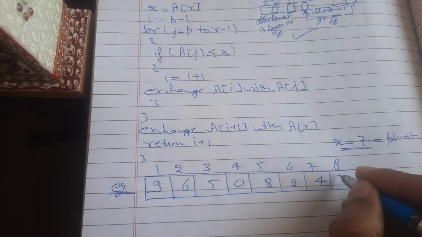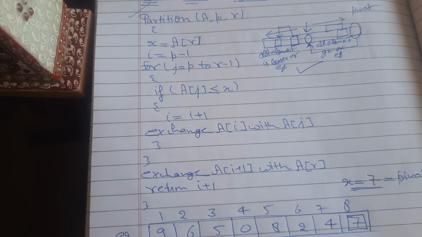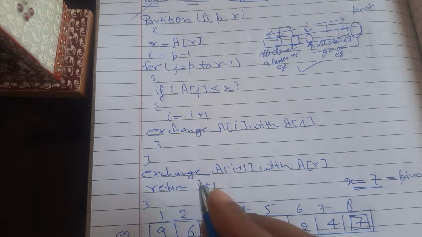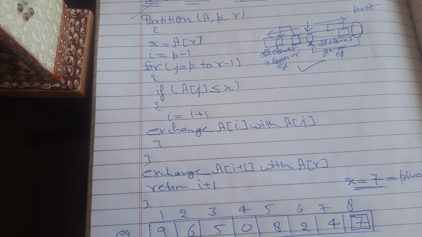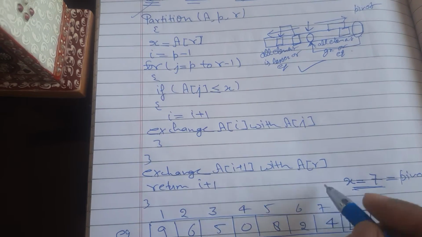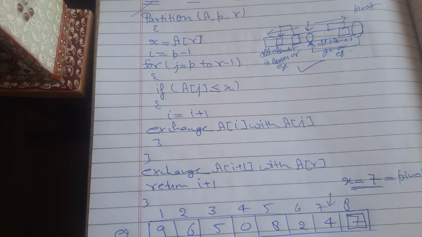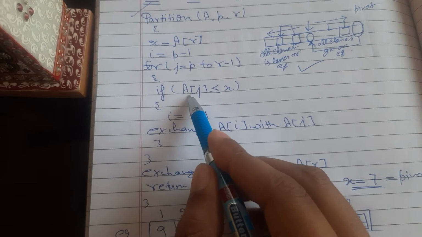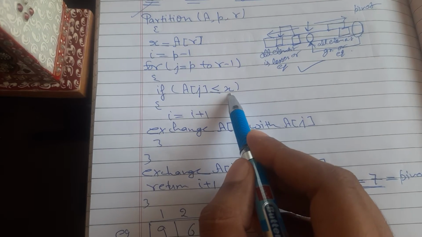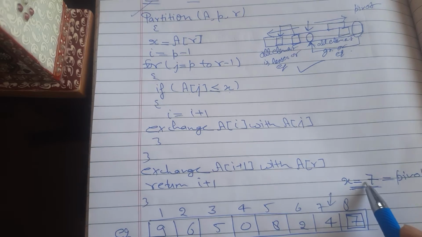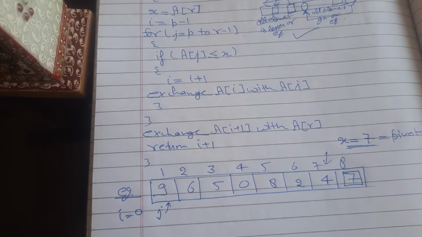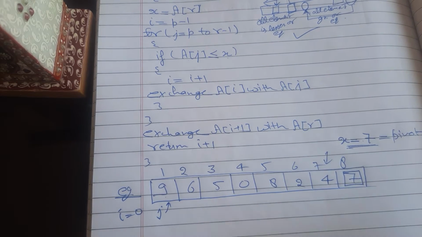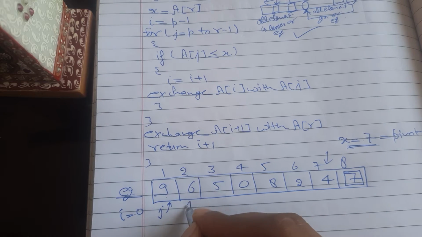We choose the pivot, and i is equal to p minus 1, so i is pointing here, and j is equal to p, j is pointing here. j goes from p to r minus 1, finally going to index number 7. The condition is if A of j is less than the pivot element. So is 9 less than 7? No, 9 is greater than 7. Then we simply increment j.